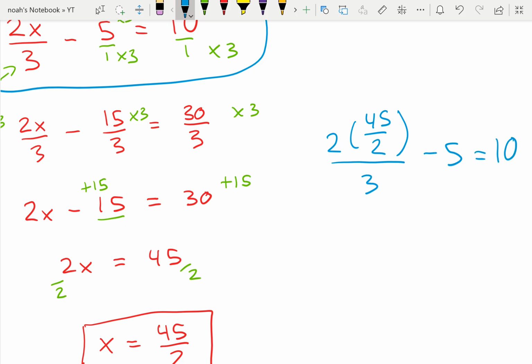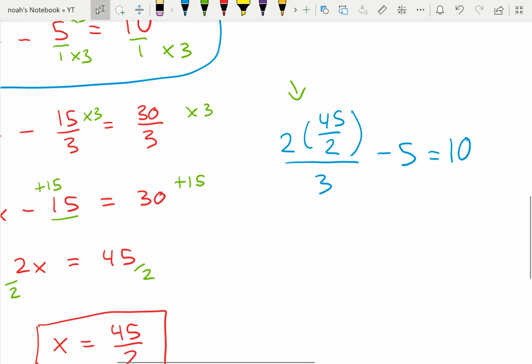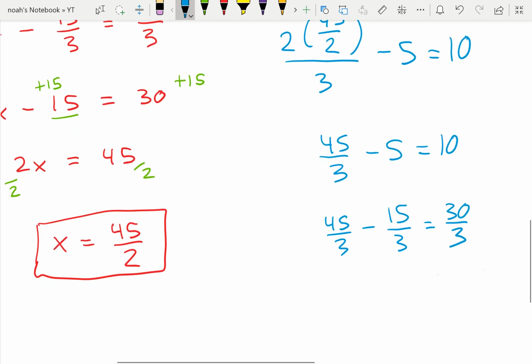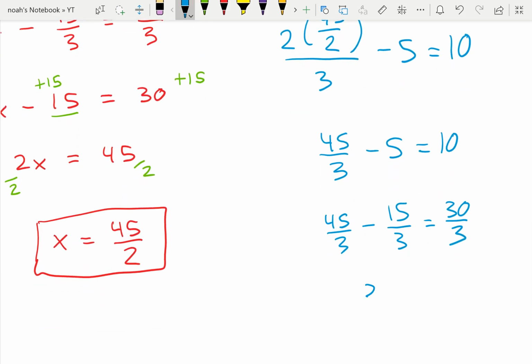And up here, the 2 and the 2 cancel, so we're left with 45 over 3 minus 5 equals 10. And we get a common denominator, that's 15 over 3 equal to 30 over 3. And from this we get 30 is equal to 30.